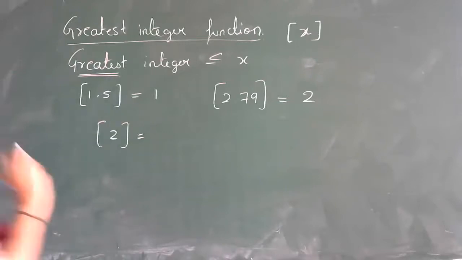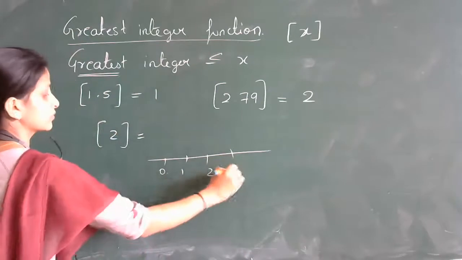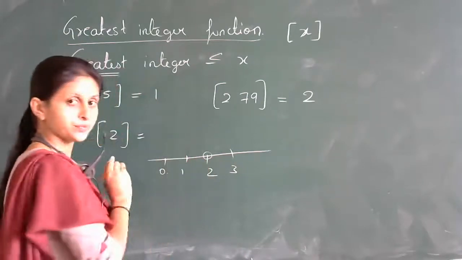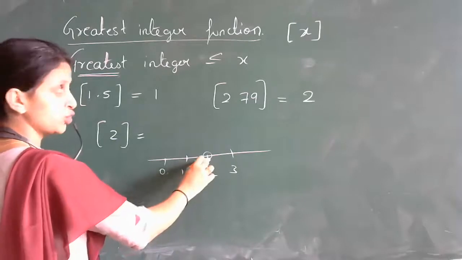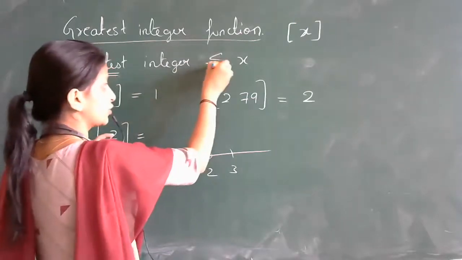It is not 1, Mohammed. Observe here. We are going to find the greatest integer function of 2. So what is the greatest integer function of 2? It is the greatest integer less than or equal to 2.